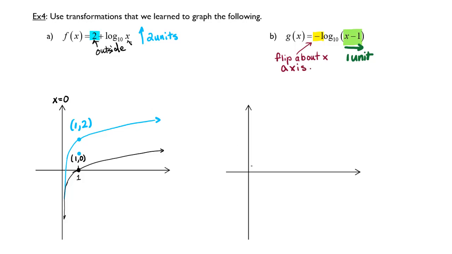So I'm going to give a general sketch of the original function, log base 10 of x, that crosses at the point 1, 0. It also approaches the vertical axis, and it increases slowly to the right. I now need to shift my function to the right 1 unit. So now instead of it being at 1, 0, it will be at 2, 0.